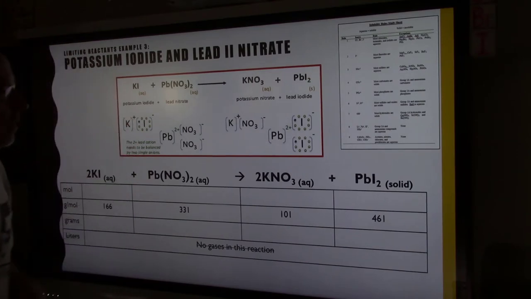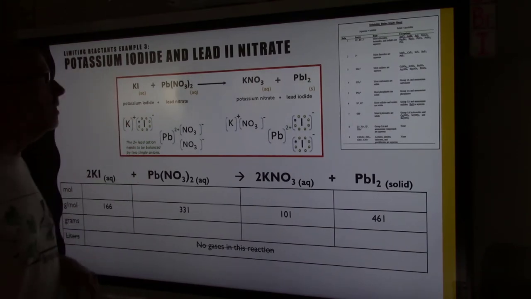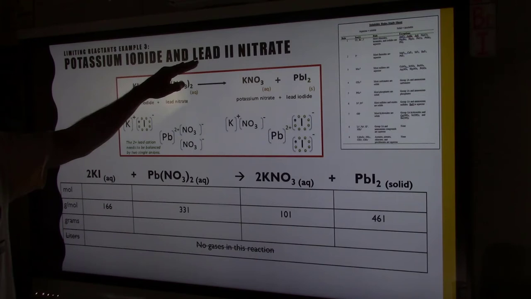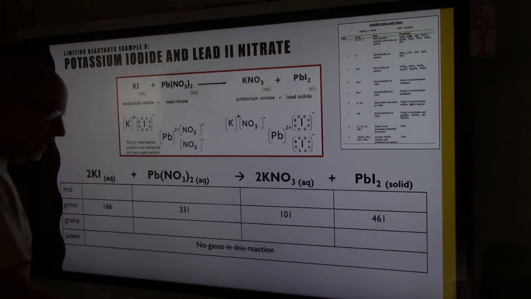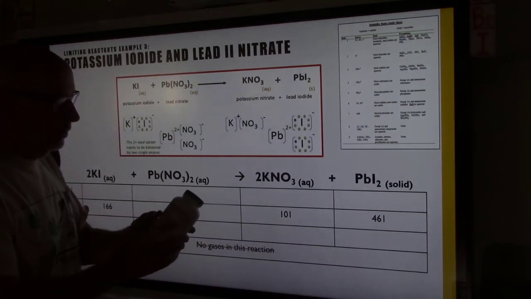This is the third example of limiting reagents and excess reagents, and so this is potassium iodide and lead 2 nitrate. I just got done weighing out some potassium iodide and lead 2 nitrate.